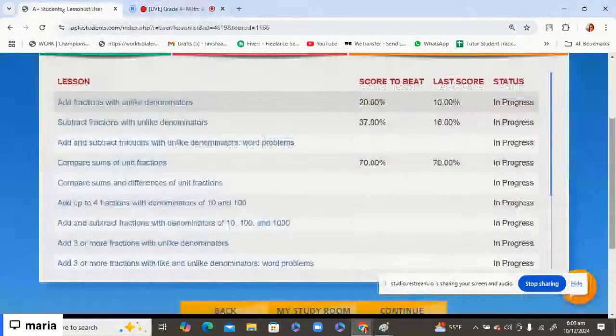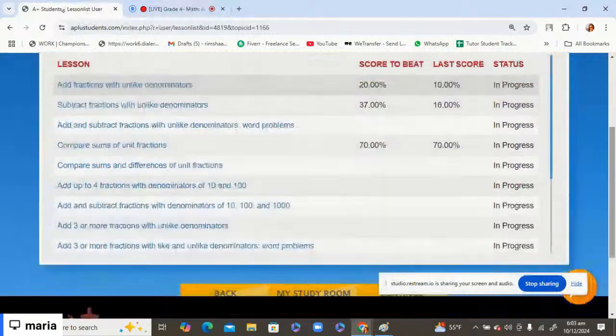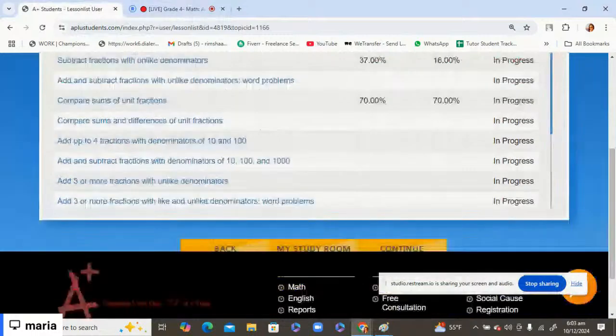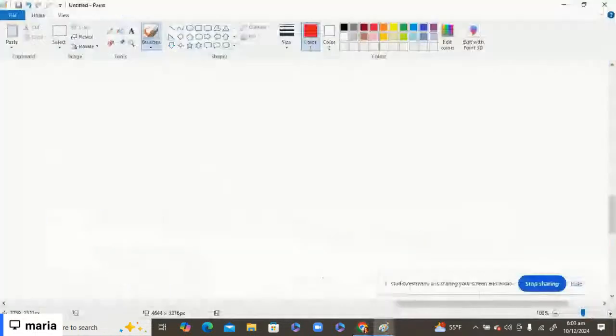So here is the lesson, add fractions with unlike denominators, okay? Addition of fractions with unlike denominators. I'm going to write the numbers here: 1 by 9 plus 1 by 3. So look here, there are the numbers. When we see the denominators, they are different, okay?